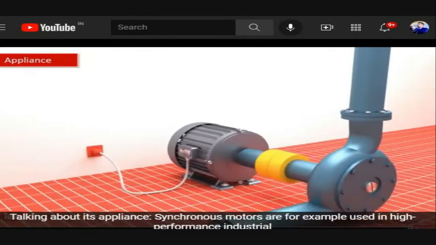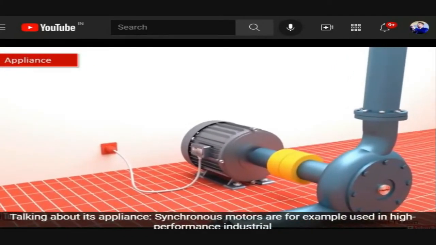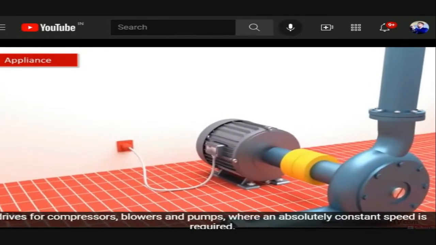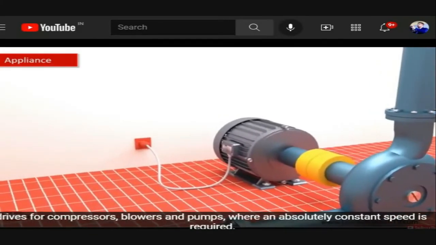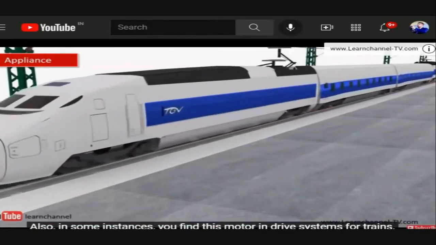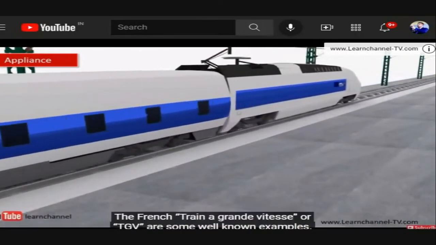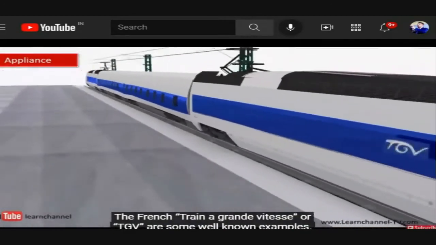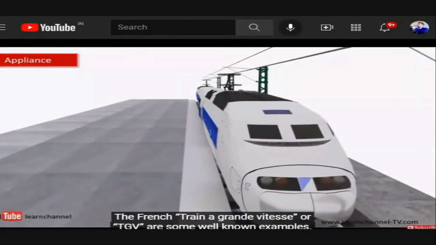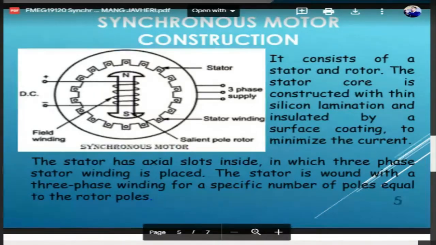Talking about its appliance, synchronous motors are, for example, used in high-performance industrial drives for compressors, blowers, and pumps, where an absolutely constant speed is required. Also, in some instances, you find this motor in drive systems for trains. The French train à grande vitesse, or TGV, are some well-known examples. Okay, so you got another piece of information about it, which is similar in nature, but it will also help you to understand with the animations.